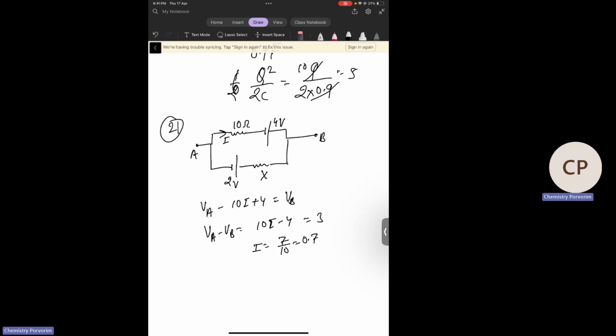In the diagram shown below, if the potential difference between the points B and A is 3 volt, then the resistance X is.